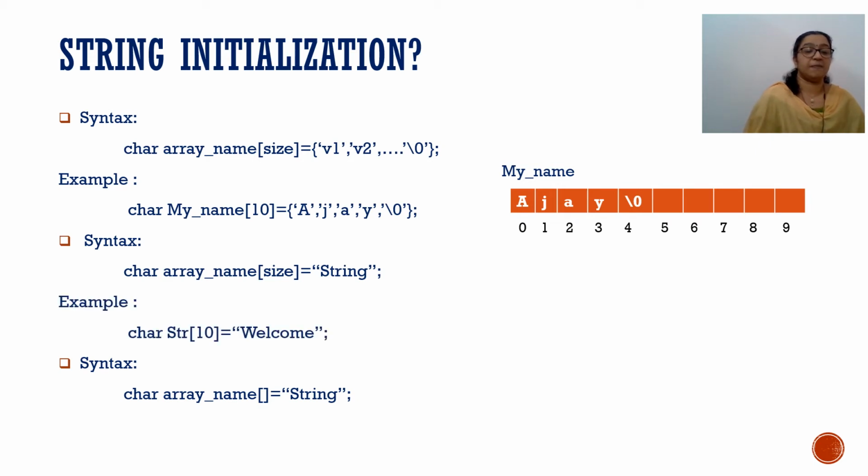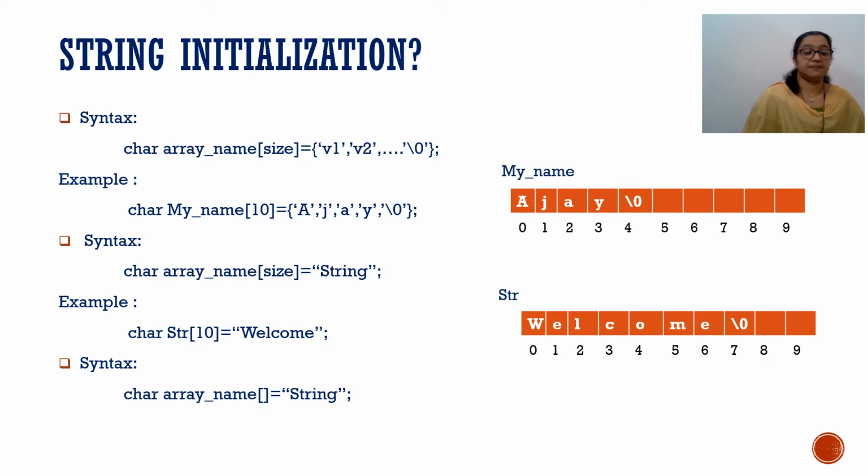Just see this. Char str of 10. Str is the array name, 10 is the size, equal to welcome, which I put in double quotes. This is the word we are going to assign in str. Now see this memory allocation. Each letter is assigned in each block, and then the last letter is automatically backslash 0.